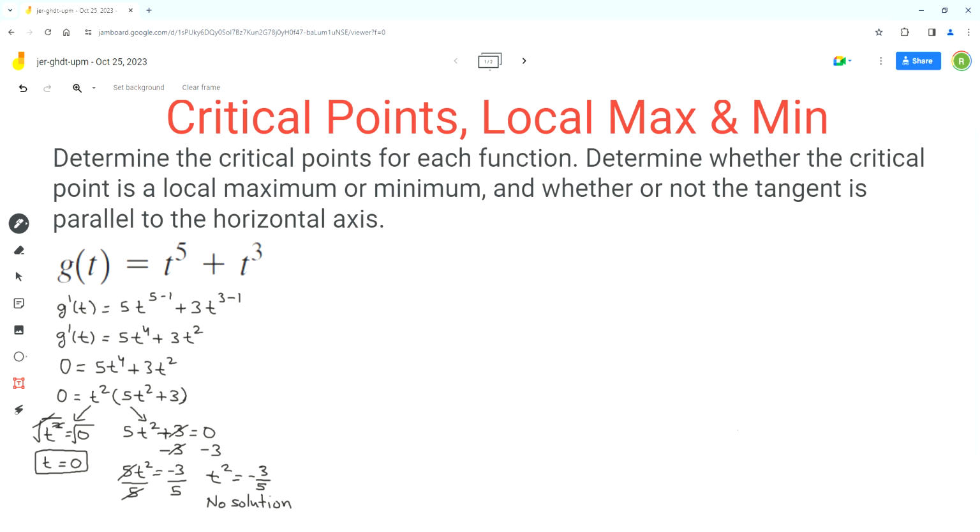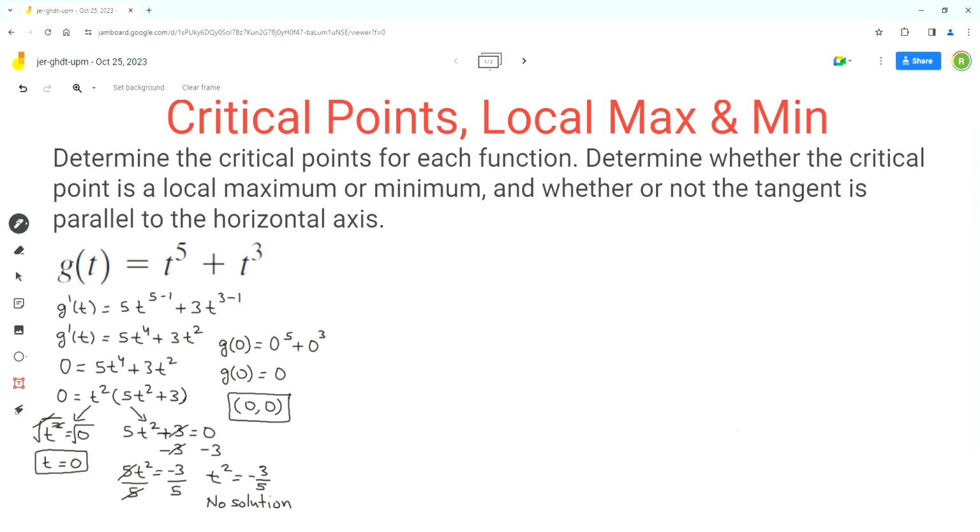Now in order to find the critical point, we need to find the function value at t equals 0. So we should substitute t as 0 in the given function g of t. So we get g of 0 equals 0^5 plus 0^3. So both terms are equal to 0. So g of 0 is equal to 0. So the critical point is (0, 0). So there is only one critical point for this function.